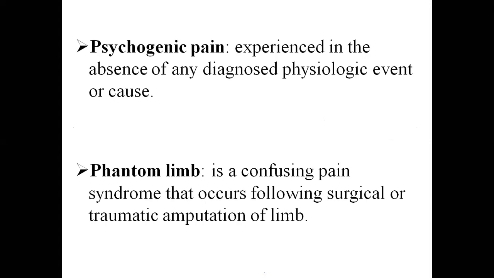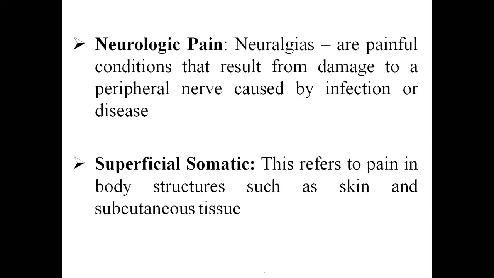And phantom limb is a confusing pain syndrome that occurs following surgical or traumatic amputation, like we have with patients with an amputated limb. Now they complain of phantom pain, as if the limb is still there and it's causing pain. That's phantom pain. And neurologic pain, like the neuralgias, are painful conditions that result from damage to a peripheral nerve caused by infection or disease. These are the ones most of the pain patients with diabetic foot feel.